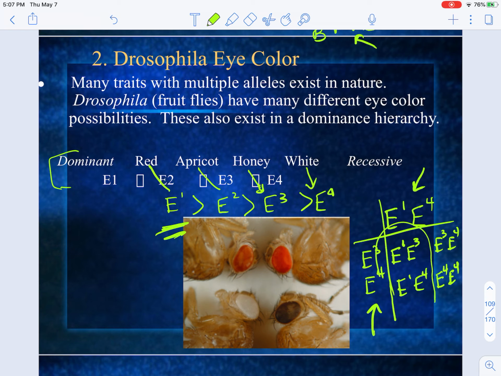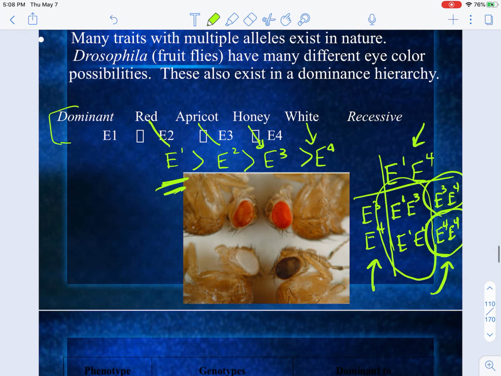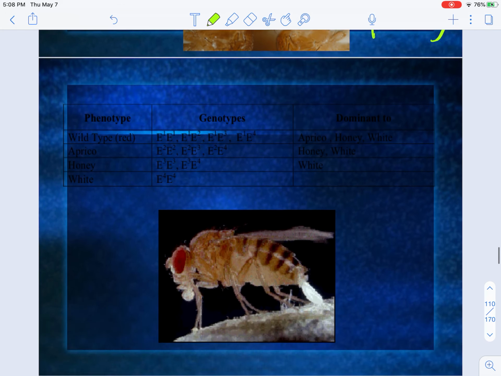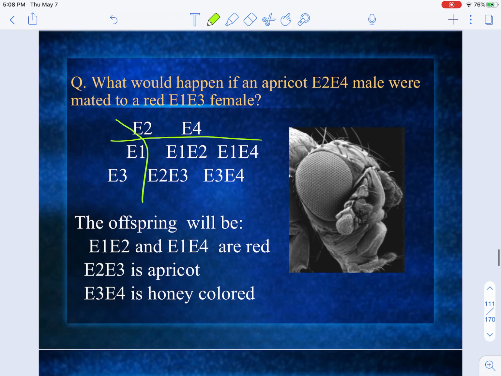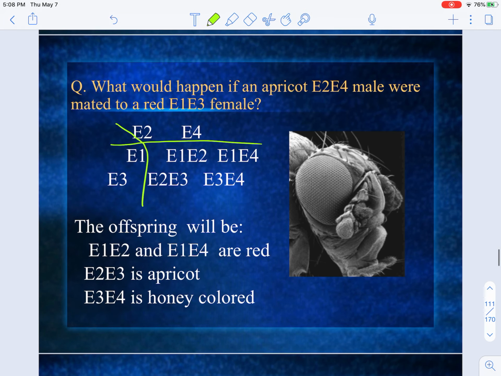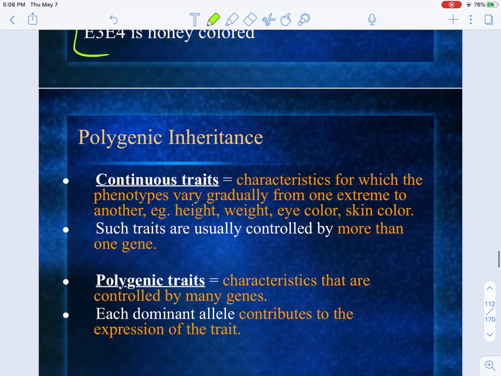And so what happens here is half your babies are red eyes, and a quarter of them are honey. And then you end up with a quarter of your babies a color that neither parent is, but that both parents are carrying. So you get a quarter white-eyed flies. And these are easy to do. You just have to keep glancing over to the hierarchy and making sure that you write them properly. So this got all messed up, but you can try an E2, E4 crossed with an E1, E3, and see that you get these offspring and do the cross for yourself.